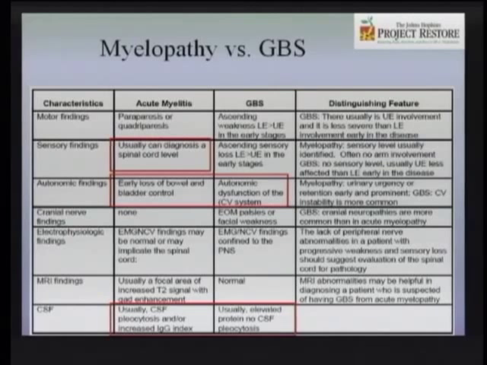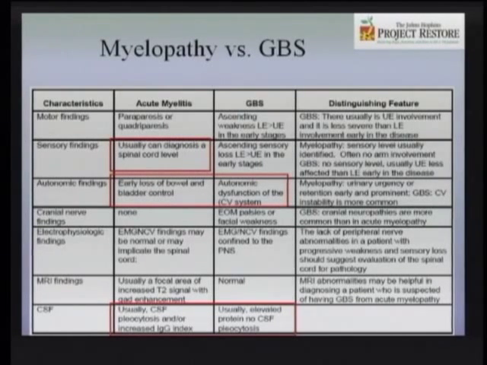Second thing to distinguish between those two, the autonomic findings. I already told you this. Bowel and bladder are very commonly abnormal in myelitis, but almost never involved in Guillain-Barré. By contrast, in Guillain-Barré, the heart beats too quickly or too slowly. So another very clear-cut way to distinguish between these two.